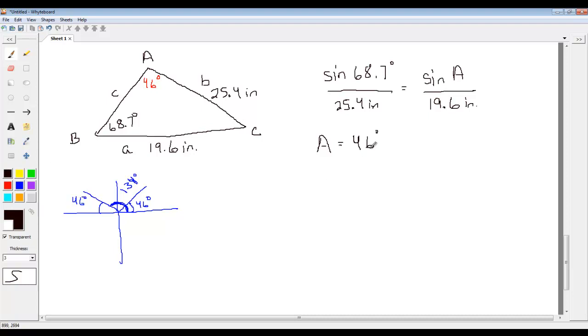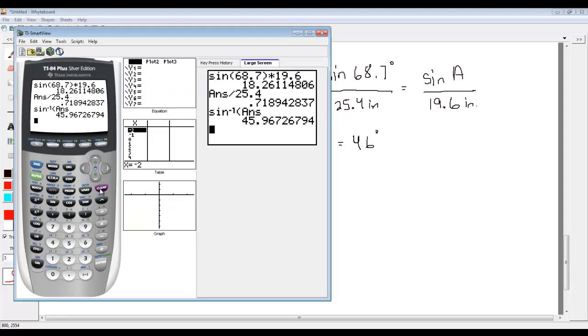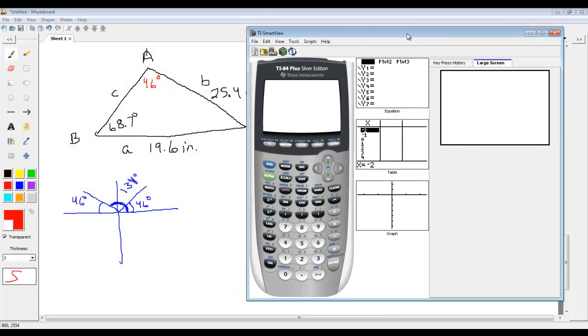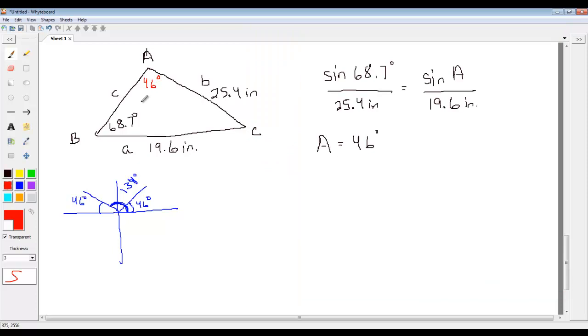So now we know angle A. We can leave that there. We can find angle C by adding these two together and subtracting from 180, and then finish solving. So 68.7 plus 46. Subtract from 180, you get 65.3. So that's the only possibility for angle C.